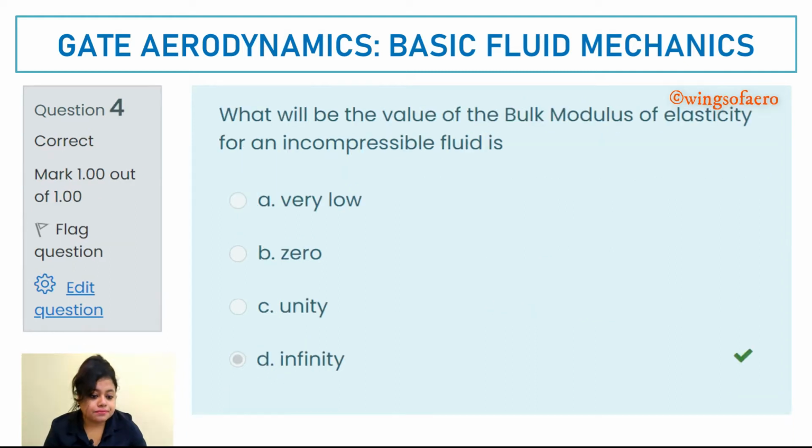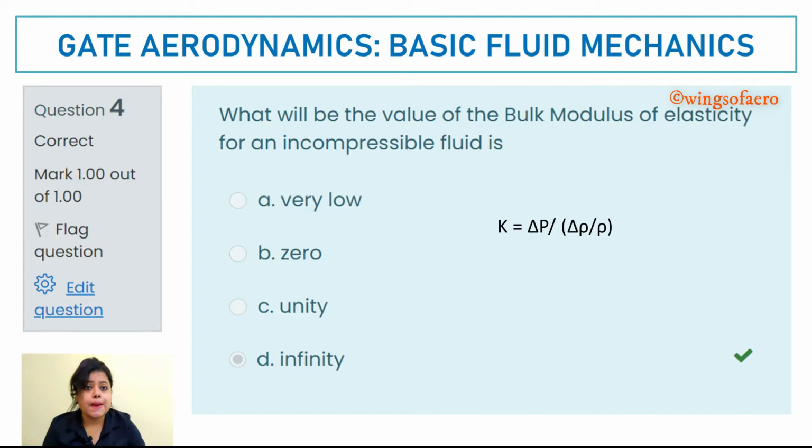Moving to the next, it is a similar kind of question. What will be the value of bulk modulus of elasticity for an incompressible fluid? So again they have asked a question on bulk modulus. You have to find what the bulk modulus value is if the fluid is incompressible. That means the initial density and the final density are the same, there is no change between them, so it becomes 0. So again recollect the same formula: bulk modulus equals change in pressure divided by change in density over original density.